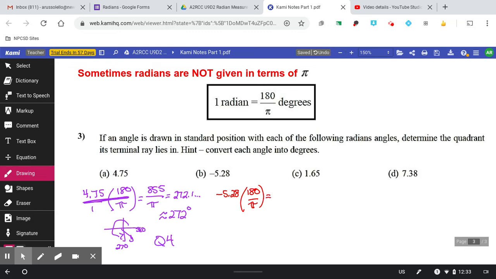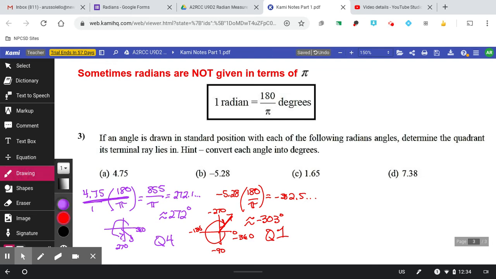And when I do that all in one step, I end up getting a negative 302.5 dot dot dot degrees. Okay, which is approximately negative 303 degrees. Well, that's approximately how many degrees it is, but it's asking for the quadrant. So when we're going in reverse, remember this is negative 90 and negative 180 and negative 270 and then negative 360. So 303 would end up being in quadrant 1.